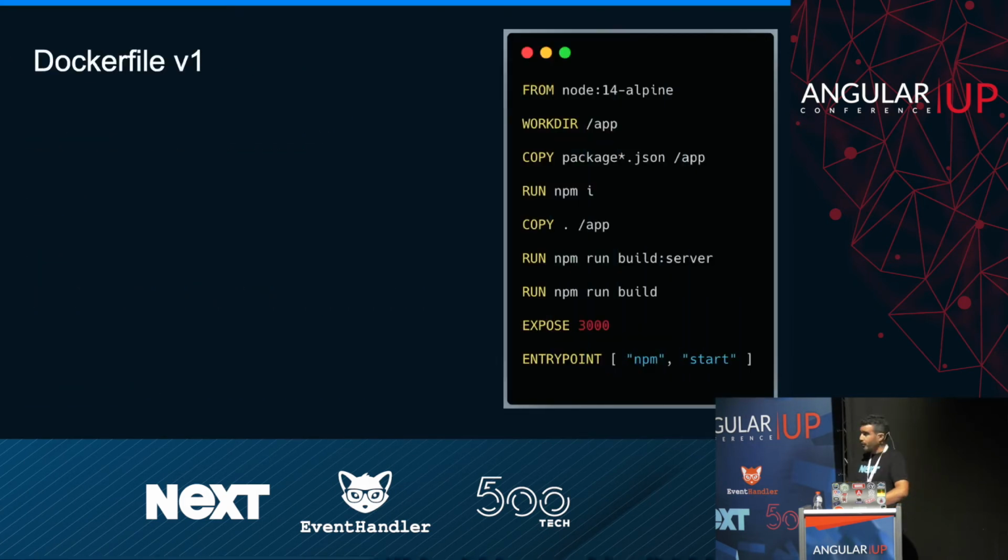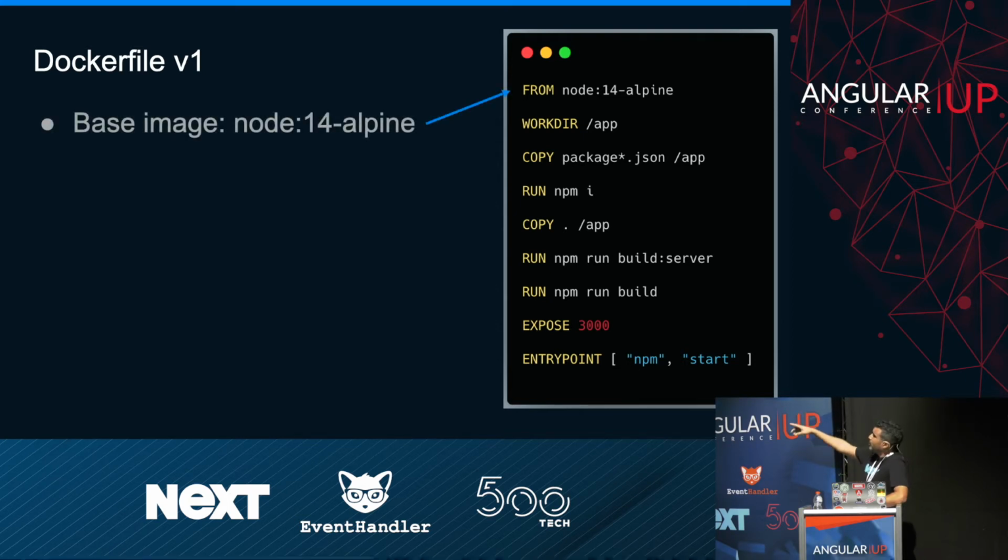So this is the first Dockerfile. Let's understand some instructions of Docker. First, each Dockerfile starts with the FROM instruction. The FROM takes the base image. In my case, because my server is Node 14, I took the Node 14 Alpine version. The Alpine is the smallest version, which holds only the core files of Node.